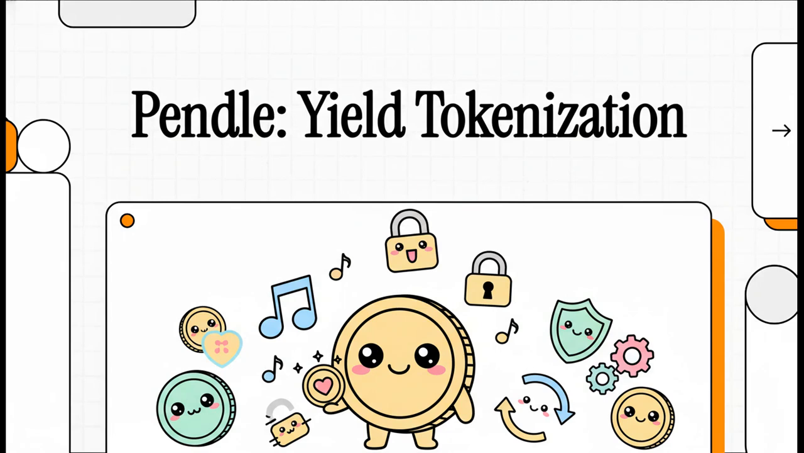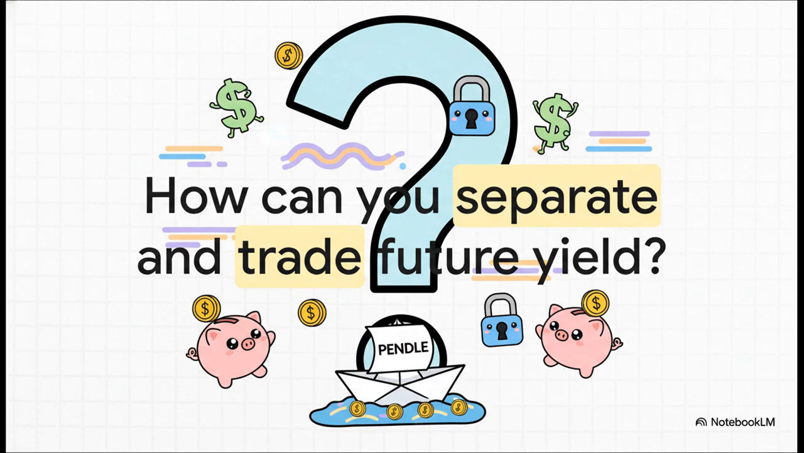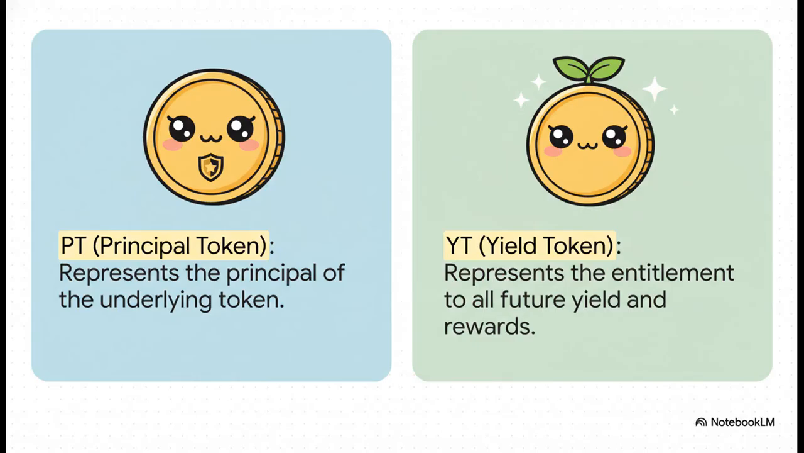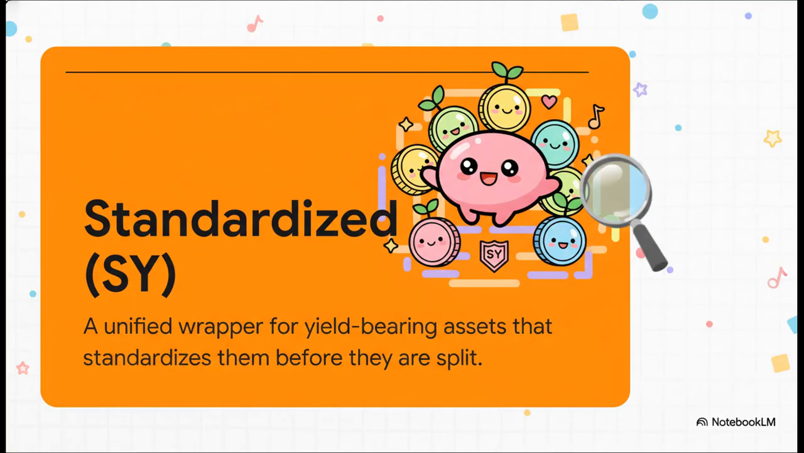All right, let's get into Pendle Finance and how it's tokenizing future yield. So what's the big idea? Simple. It lets you split off future yield and trade it. How? Well, it takes a yield-bearing asset and just splits it into two new tokens. You get a principal token, the PT, and a yield token, the YT. Pretty straightforward. But first, everything gets wrapped into what's called a standardized yield token, or SY.